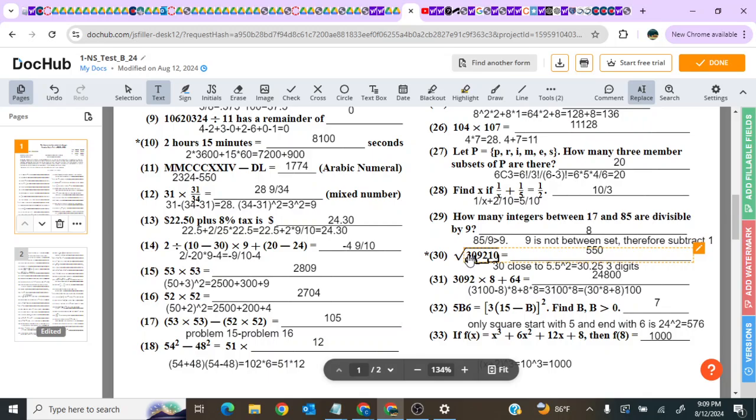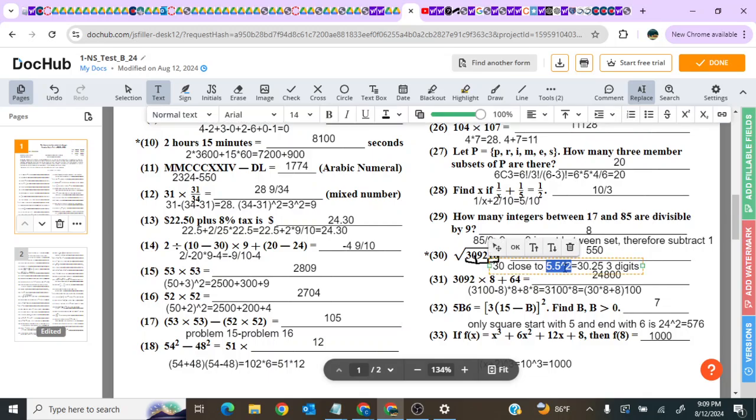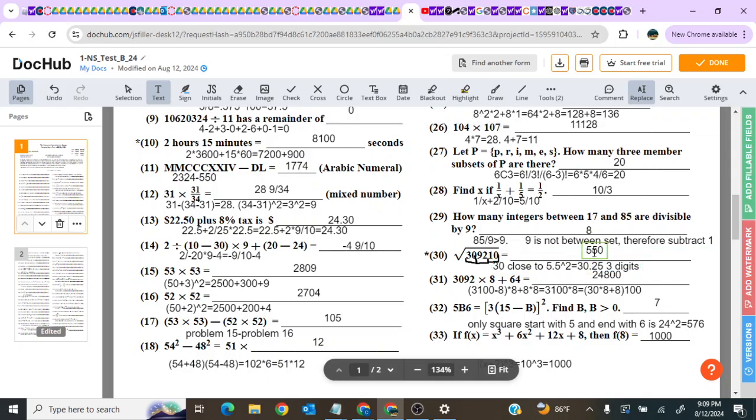Then once you have that, you should see this 30 is close to 5.5 squared, which you should know how to do because of the 5 times 6. 5 squared, right, is 25. 5 times 6 is equal to 30. So it's pretty close to that. So you can just write 5, 5, and then you need 3 digits, so write an extra 0. And that'll very easily be in range.